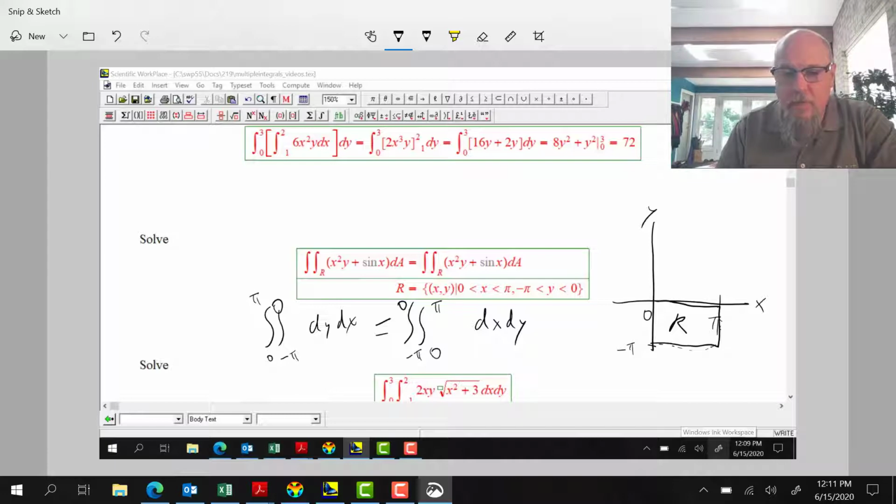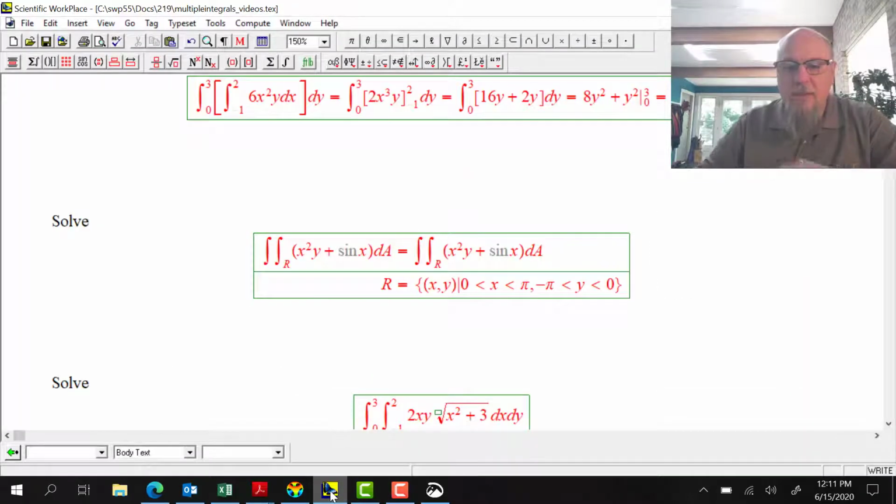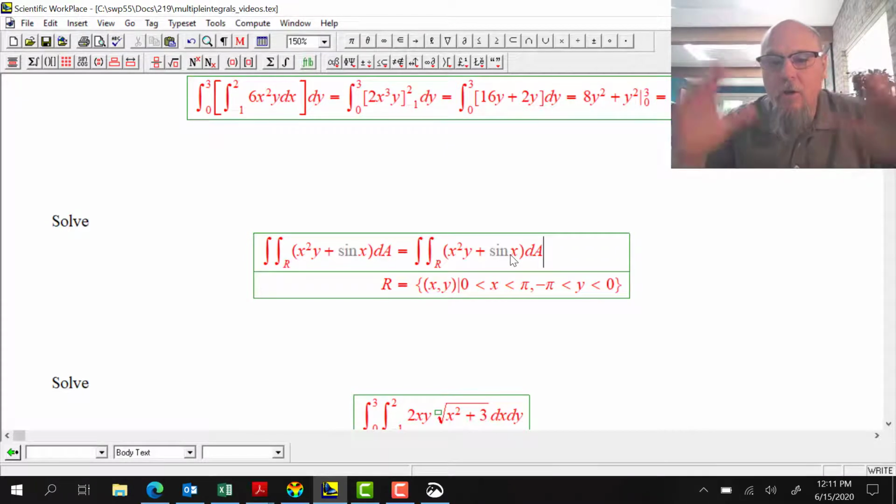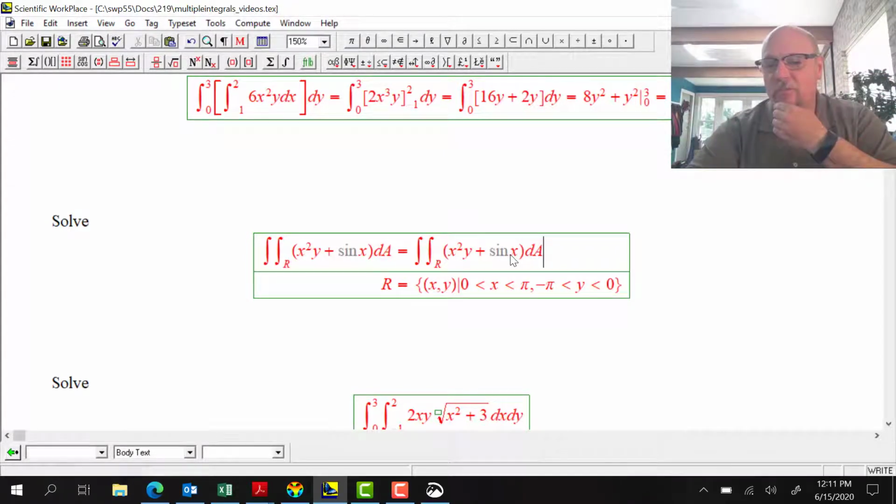Let's look at our expression then. So I'm going to go back to here. Could I integrate this thing with respect to y first? Yeah, that'd be add one to the exponent, divide by what's up top. Sine x is a constant, so that would just be sine x times y. So integrating with respect to y, I could do that, no worries. Could I integrate with respect to x? Yeah, I could. So I don't see any reason to pick one over the other. So I'm going to arbitrarily pick y first.